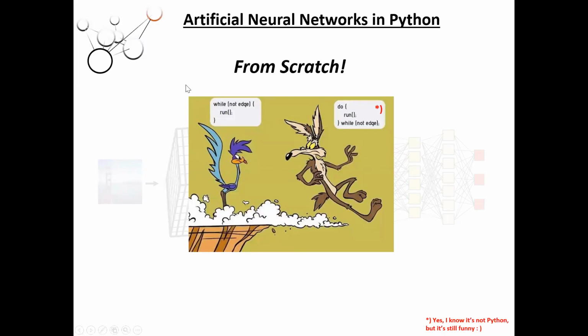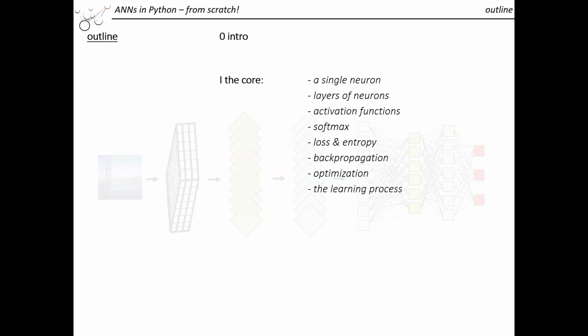So welcome to the second part of creating artificial neural networks in Python from scratch. And after the first part, where we have created what we call the core, so where we created a layer of neurons, a dense layer, activation function, the softmax layer, and an optimizer, we now want to move on and create a convolution neural network.